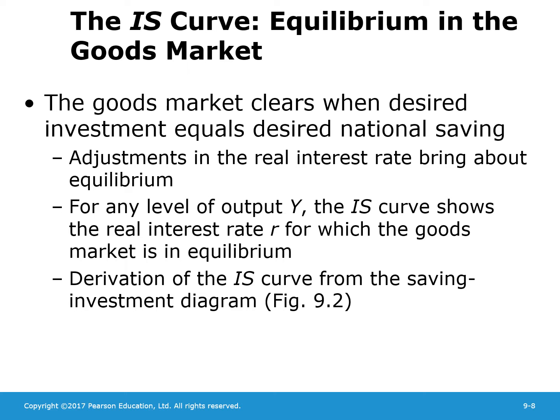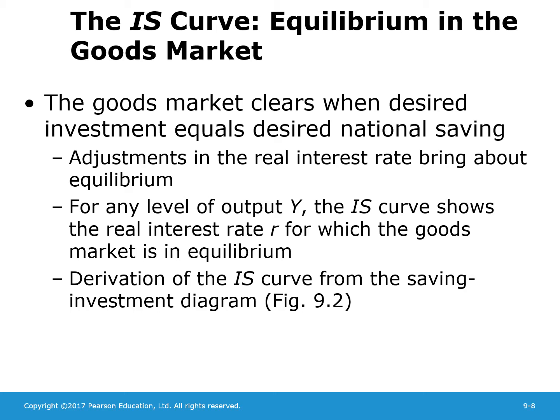Adjustments in the real interest rate bring about equilibrium. If there is a difference between desired national saving and desired investment, how do we restore equilibrium again? Through adjustment in the real interest rate. For any level of output Y, the IS curve shows the real interest rate for which the goods market is in equilibrium.